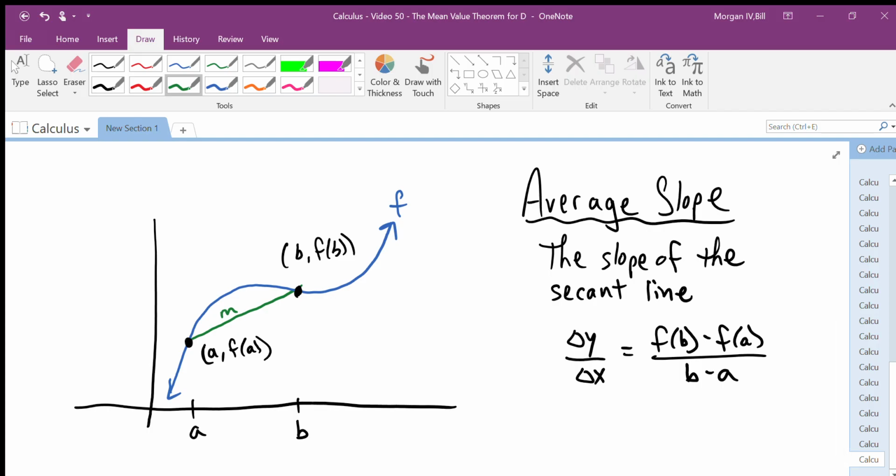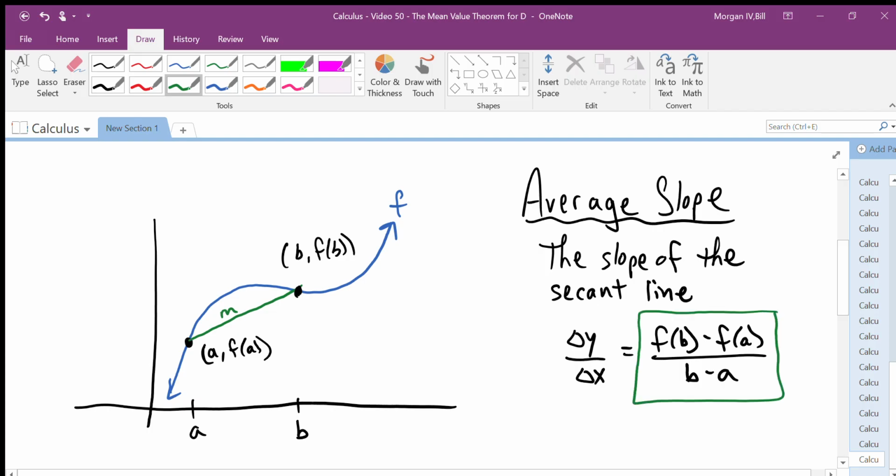We remember that to find the slope between 2 points, you do delta y over delta x, or y2 minus y1 over x2 minus x1. Well, delta y over delta x, the change in y over the change in x. The change in y went from f of a to f of b, so the change there would be f of b minus f of a. That's the change in the y value. And the change in the x value, the horizontal change, would be b minus a. And so we see that the average slope, the slope of the secant line, is f of b minus f of a over b minus a.